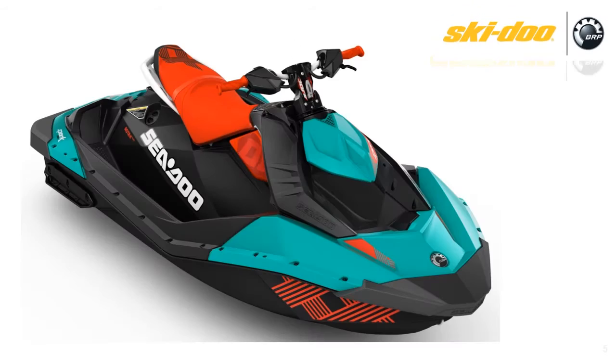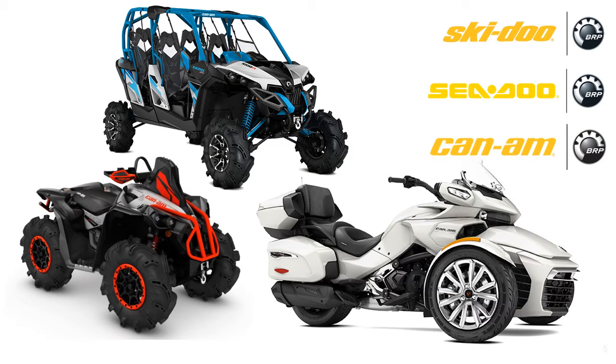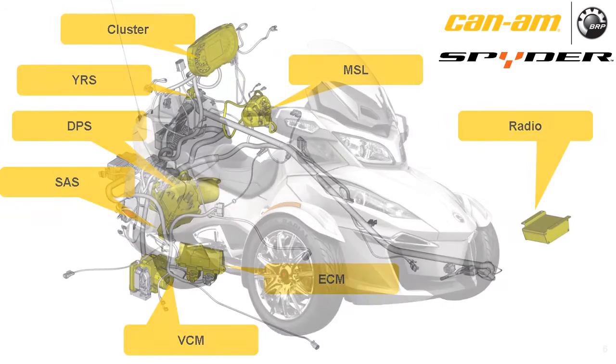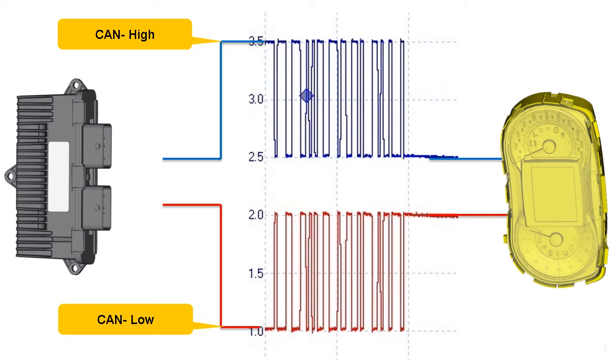Most electronic modules on BRP products use the CAN bus to communicate with one another. Depending on the vehicle in question, there can be anywhere from one to many modules communicating on the CAN network. Since CAN is a standard protocol, the principles are the same, regardless of the unit in question. The modules broadcast their signals over the CAN bus through the CAN high and CAN low wires. The high and low signals are mirror images of each other.